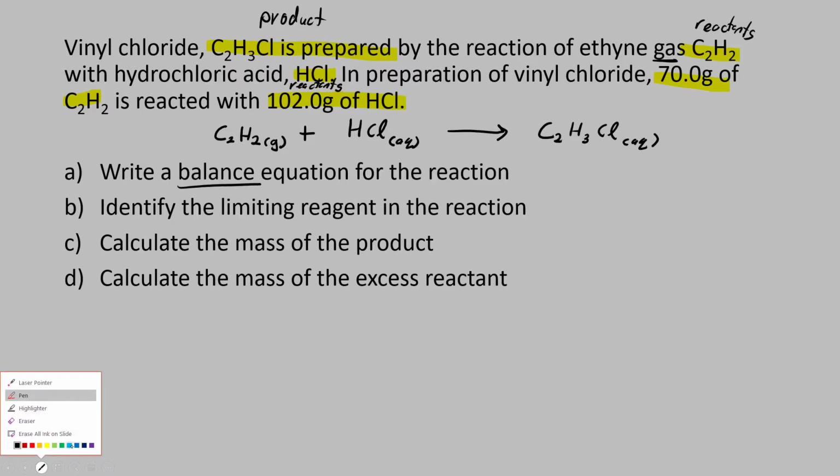Let's balance it. On the left we see carbon is 2, and on the right carbon is also 2, so carbon is fine. Let's look at hydrogen. Hydrogen has 2 here and then 1, so 3. The right side has 3. That's fine, that's good. Now what's left? Chlorine. Chlorine has 1 on the left and 1 on the right. So this is already a balanced equation. Let me write this back on the next slide.